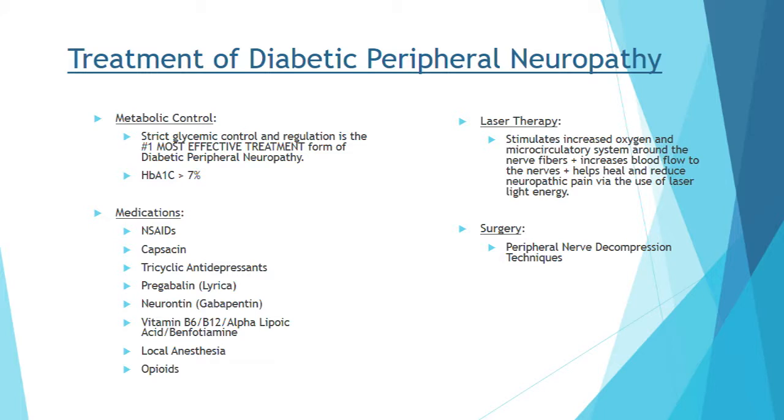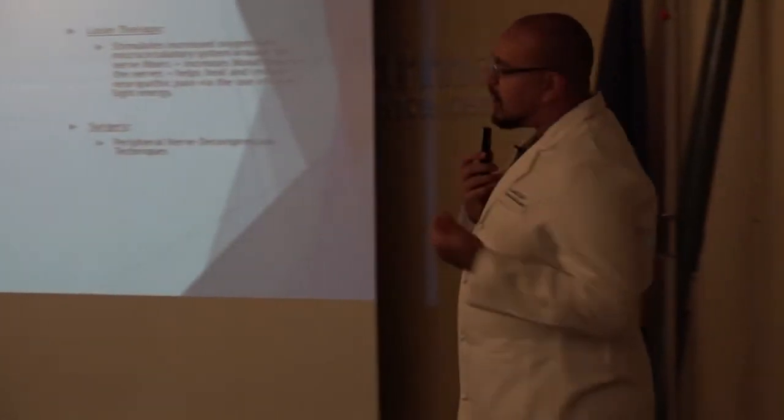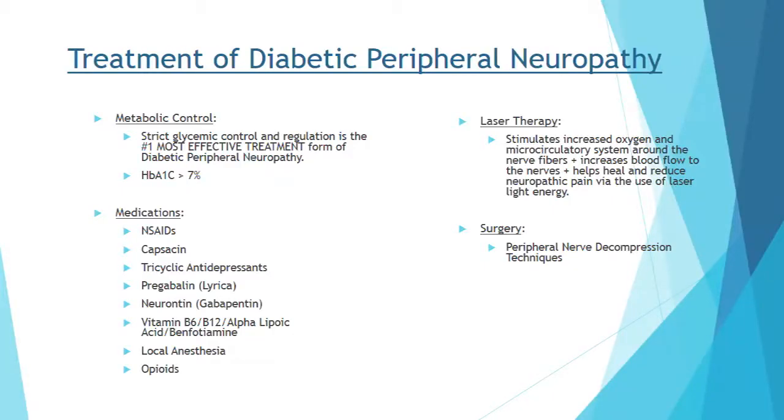Next is laser therapy. Who here has heard of laser treatment in this room? We have the only FDA-cleared laser that is intended to treat musculoskeletal and neurological disorders associated with diabetic peripheral neuropathy in our office. And I'm going to talk a little bit more about that. The theory behind it is that it stimulates increased oxygen and microcirculation around the nerve fibers. It increases blood flow to the nerves, and it helps heal and reduce neuropathic pain via the use of light energy. And then lastly, surgery.